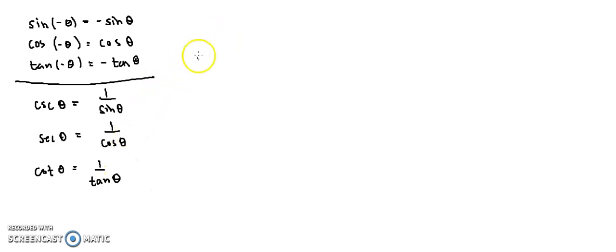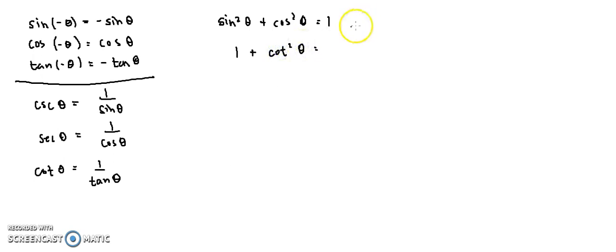Alright, and then we also have our Pythagorean identities. So that's where we start with sine squared plus cosine squared is equal to 1. That one we've seen a number of times. That comes directly off the unit circle. And then we can change this into a couple of others by dividing through by sine squared or dividing through by cosine squared. So if we divide through by sine squared, we would have 1 plus cotangent squared theta equals, and then 1 over sine squared would be cosecant squared theta.